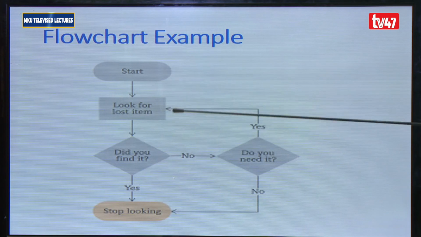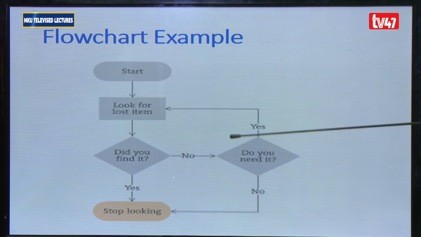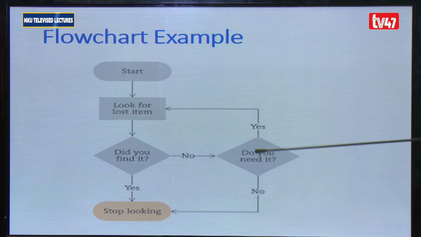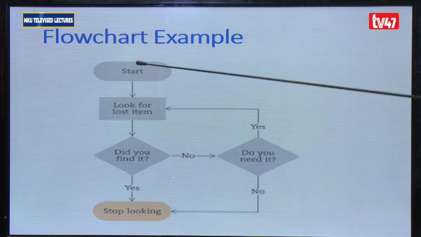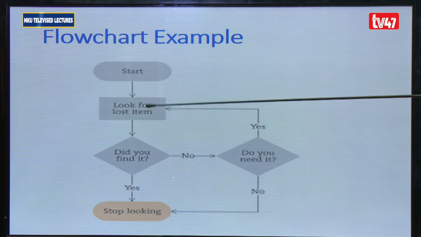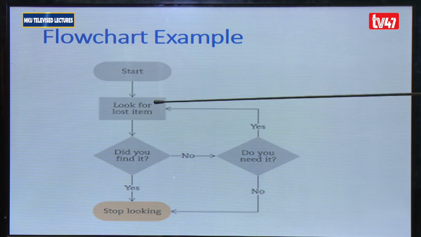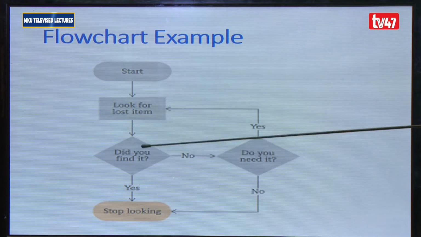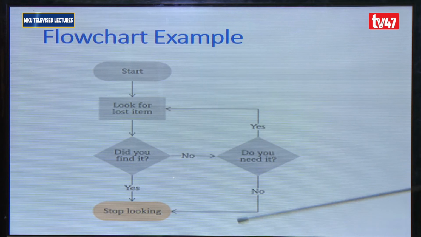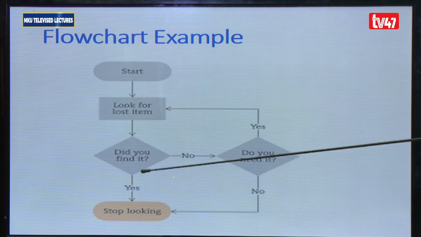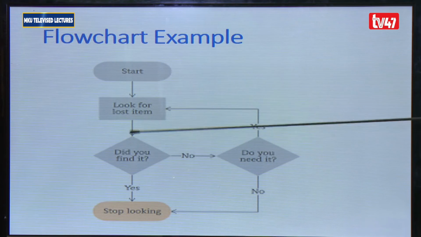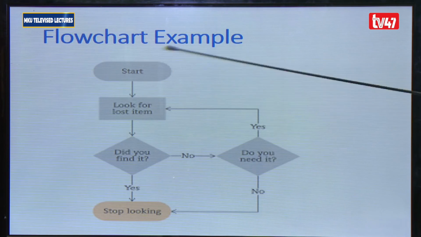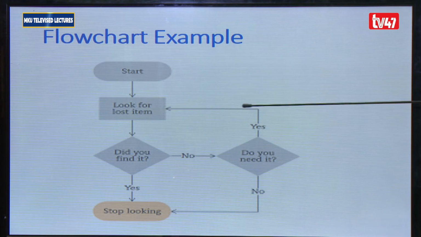This is just a basic example of a problem that you can face in your room, at home, or anywhere. If you lost an item, you can start somewhere. You start by the look process. For example, look for the lost item. This is a process. Make a decision. Have I found the item? There are two outcomes here. This is a decision. If yes, we can stop looking. If no, we go back and continue with the process.